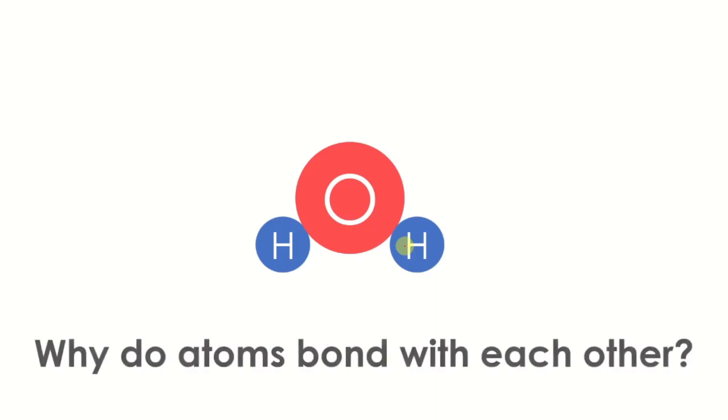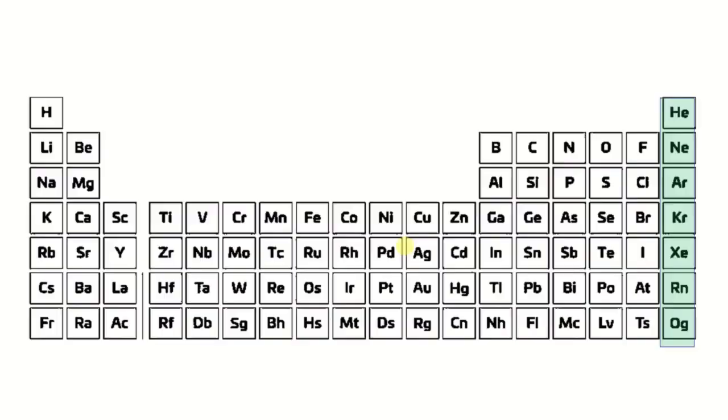So why do atoms bond with each other? Why do elements react with other elements? Well, actually, not all of the elements react with other elements. For example, these elements here are the inert gases. Inert means non-reactive, so these elements do not react with other elements.